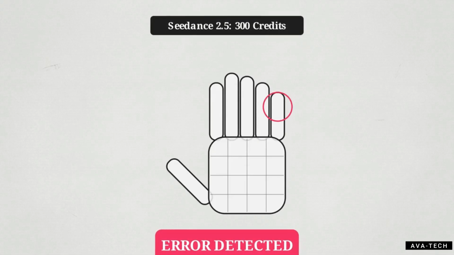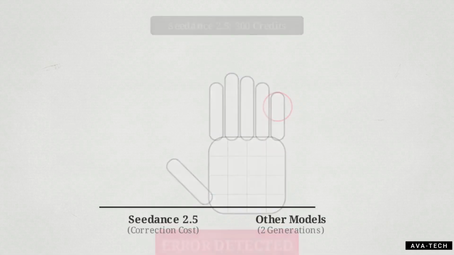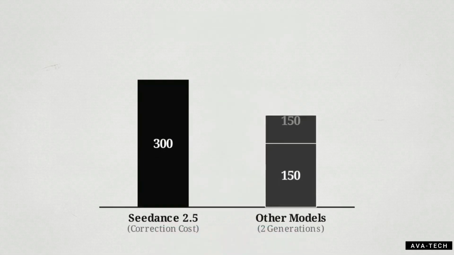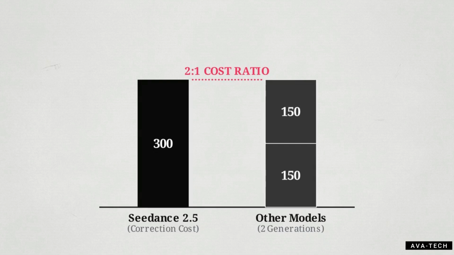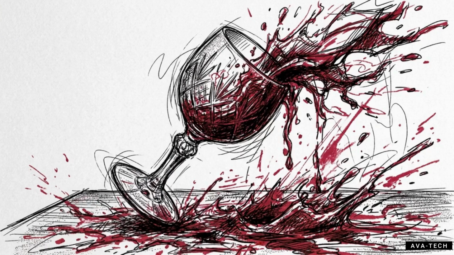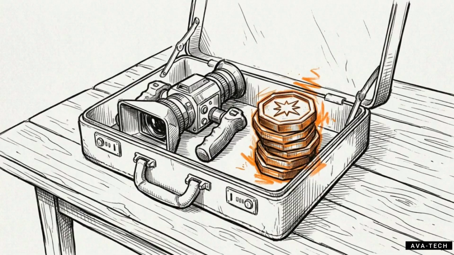If the AI hallucinates a hand movement or misses a visual detail, a single correction costs as much as 2 generations on other models. Curiously, it failed the wine glass test that MiniMax passed, showing that higher cost doesn't always correlate with better physics simulation. Seedance 2.5 is an essential tool for VFX work and dialogue, but the high credit cost makes it less suitable for general experimentation.